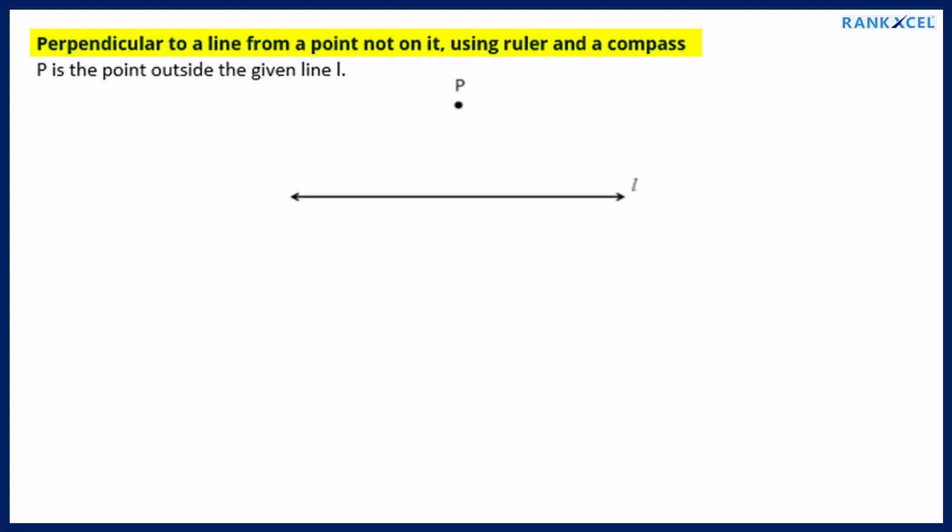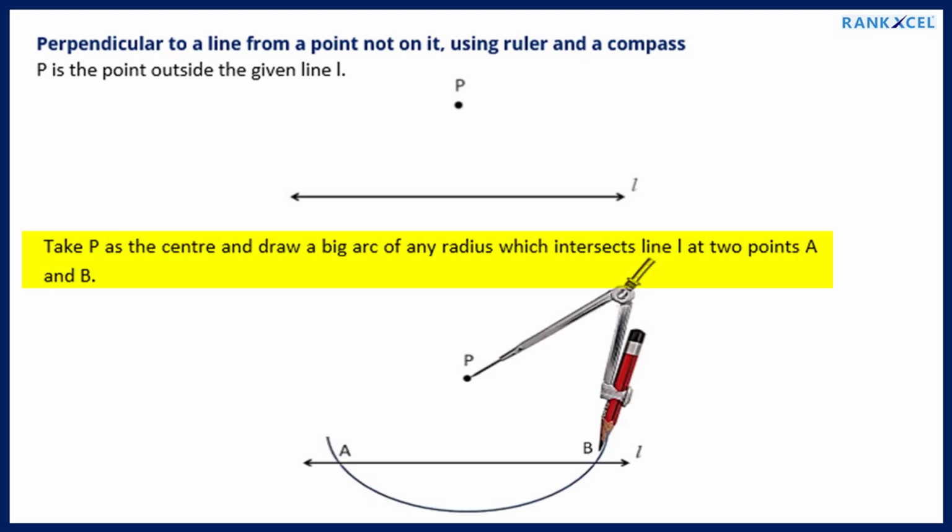Perpendicular to a line from a point not on it, using ruler and a compass. P is the point outside the given line L. Take P as the center and draw a big arc of any radius which intersects line L at 2 points A and B.